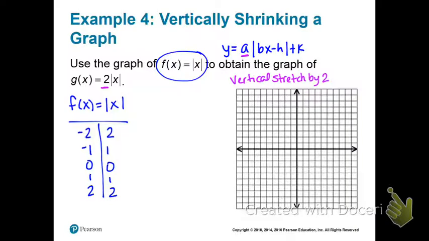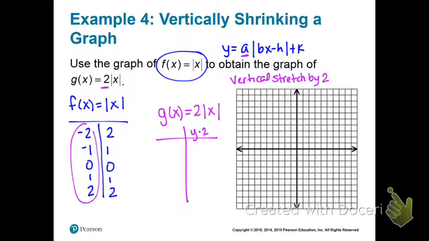All right, so now when we go to actually create our table so that we can graph this, is that 2 going to affect my x's or my y's? Well, it's not inside with x, so it's not going to affect the x. So it means it's going to affect the y's. How? Well, what is the 2 doing? It says 2 times the absolute value. It's being multiplied. Remember, y does what it's supposed to, so we're going to multiply our y's by 2. So our x's aren't going to change, so bring them over. And all of our y's are getting multiplied by 2.